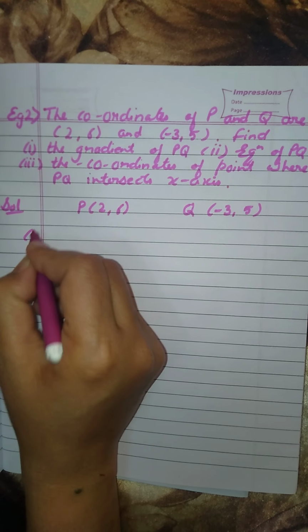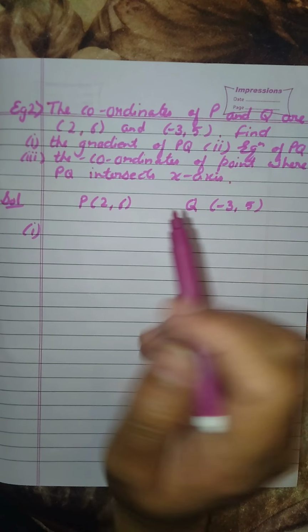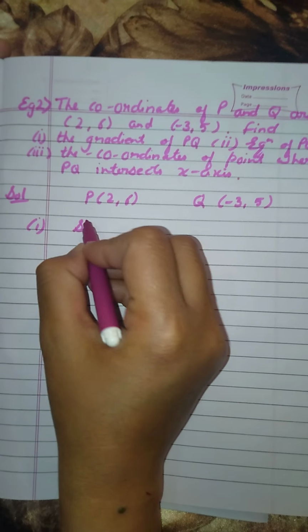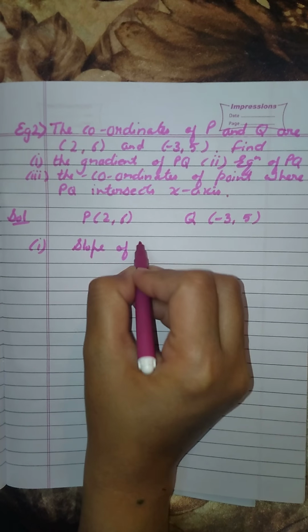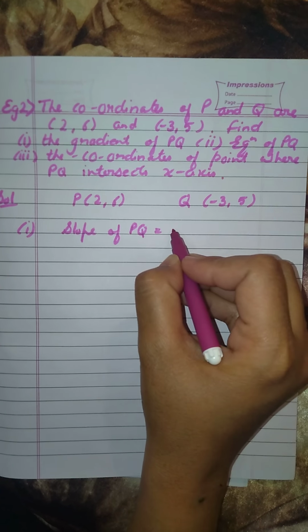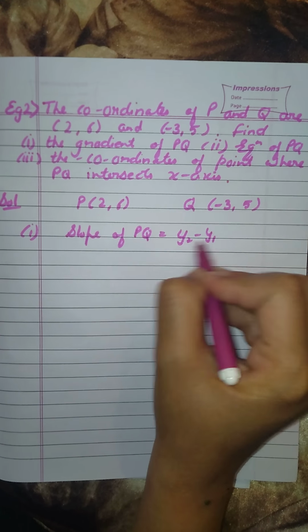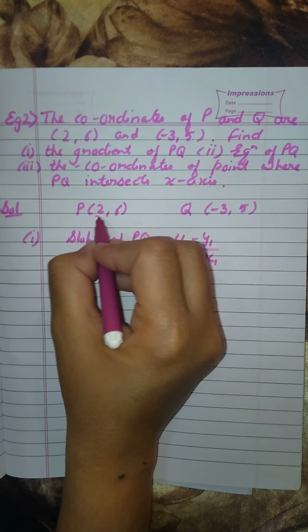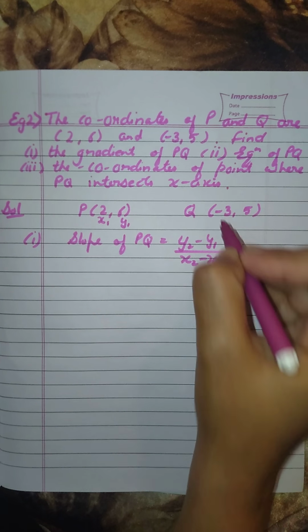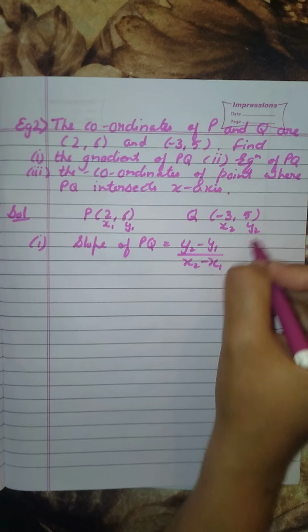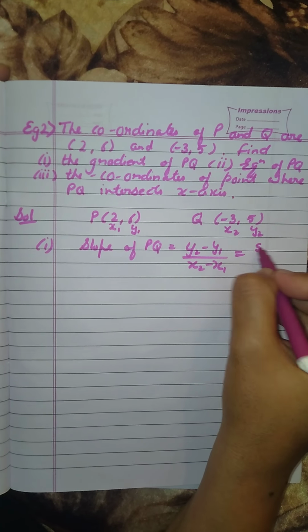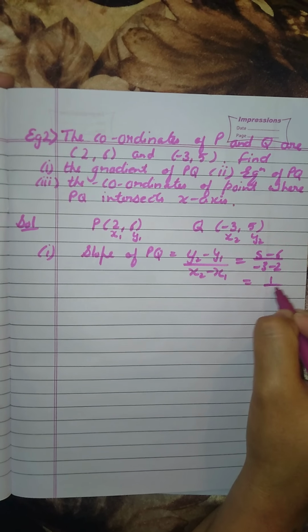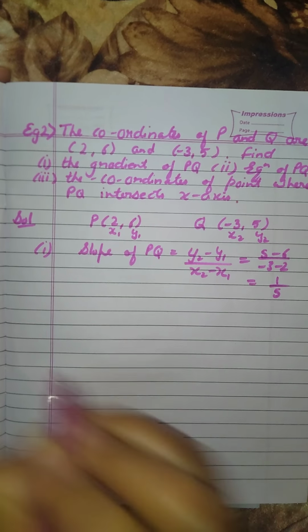Now comes the first part in the solution. I have to find the gradient of PQ. Gradient means slope of PQ. The formula for slope is y2 minus y1 over x2 minus x1. Let us label here. Let this be x1 y1, x2 y2. Then substituting the value, answer is 1 over 5.